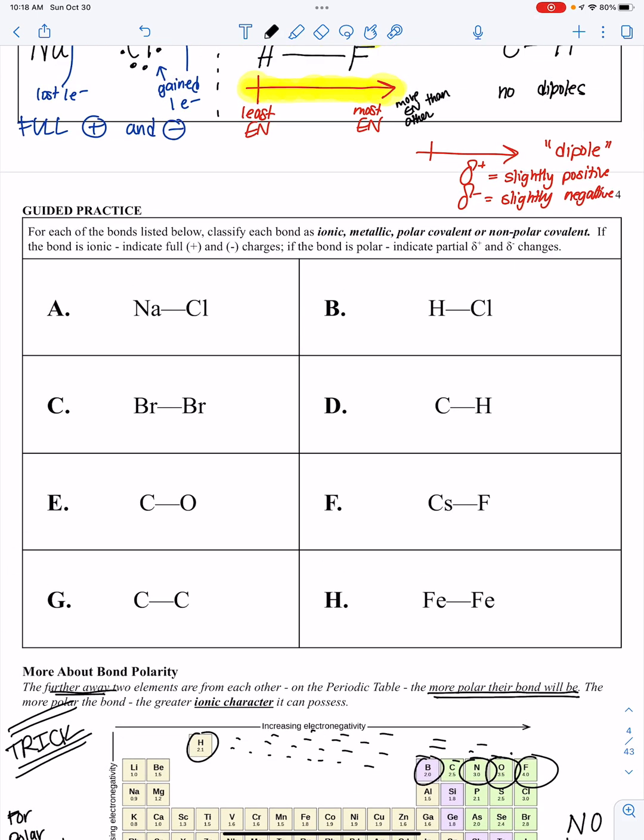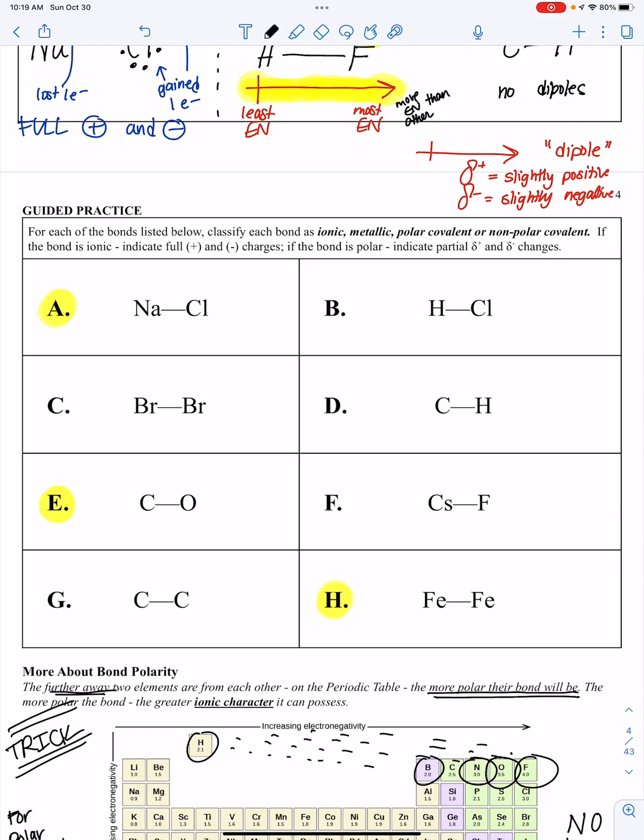If I look at guided practice, it says for each of the bonds listed below, classify each bond as ionic, metallic, polar covalent, or nonpolar covalent. If the bond is ionic, indicate full plus and negative charge. If the bond is polar, indicate partial positive, partial negative. So I'm going to do one of each. So I'll do A again. I'm going to do H, and then I'll do CO.